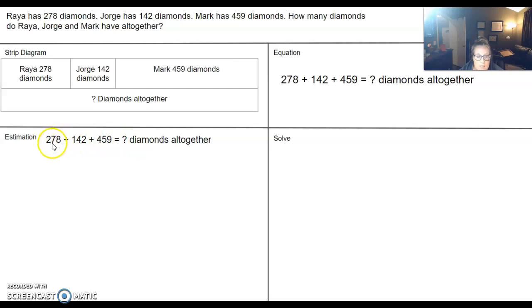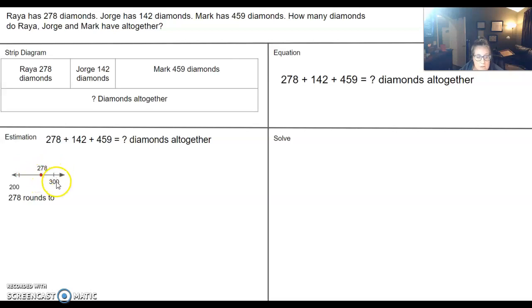So I'm going to go ahead and start with 278. I know that 278 is going to have 200 on this side and 300 on this side. And if I round 278, it's going to go to the closest one. So is it closer to 200 or is it closer to 300?